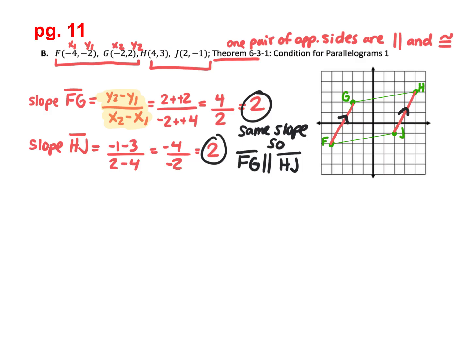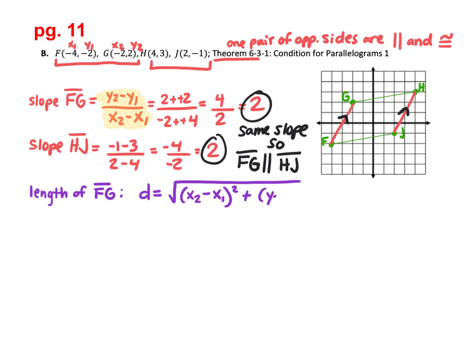Now I just need to show that they're congruent. And to show they're congruent, I need to show that they have the same length. So we need to calculate the length of FG. And to calculate the length of a segment, you can use the distance formula that we learned previously this unit. The distance formula tells us that the length of a line segment is equal to the square root of x2 minus x1, quantity squared, plus y2 minus y1, quantity squared.